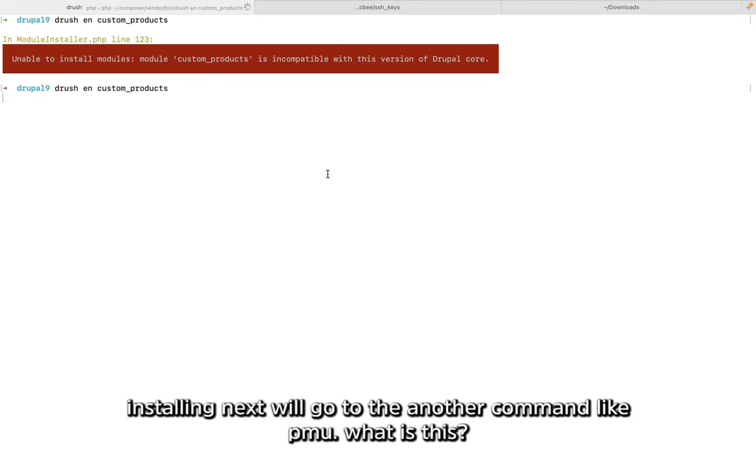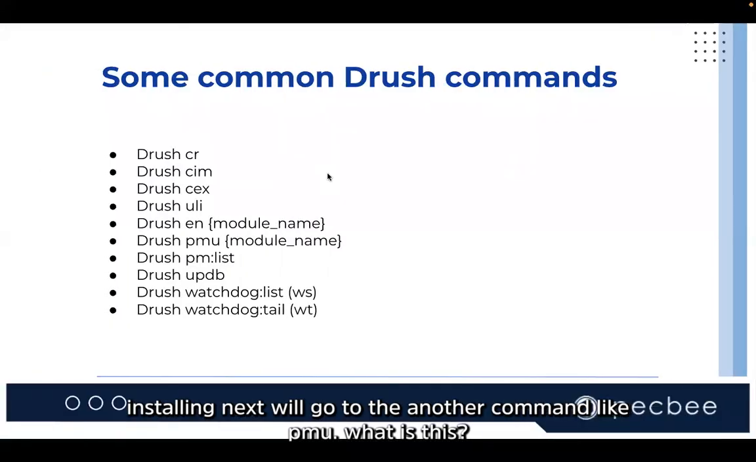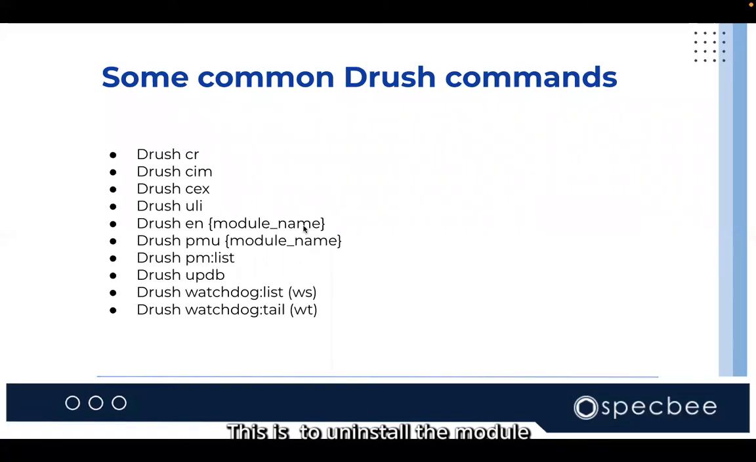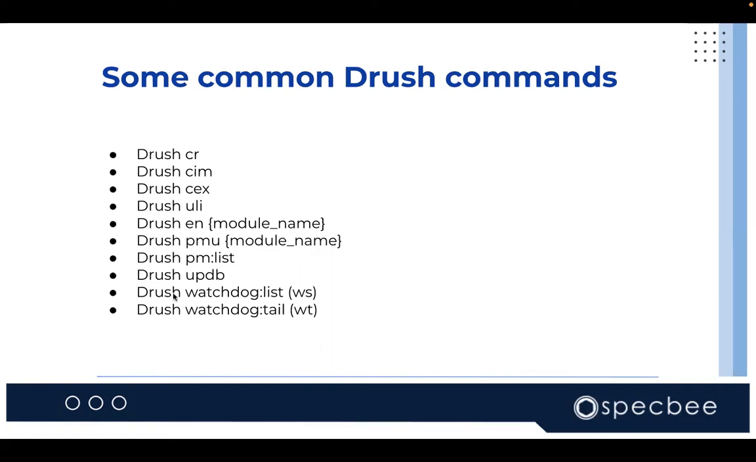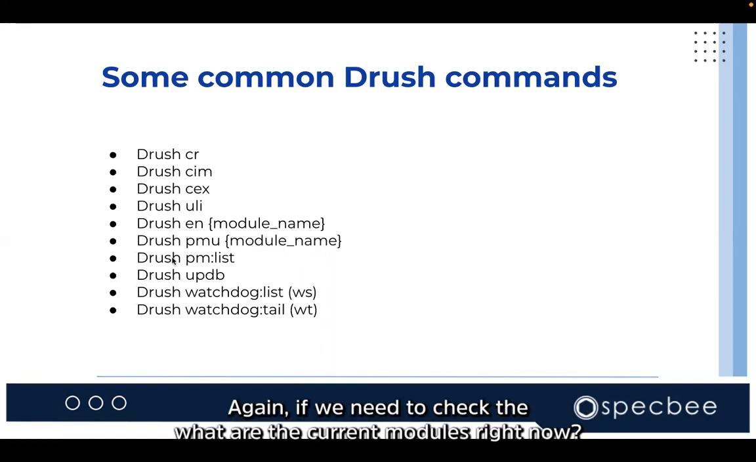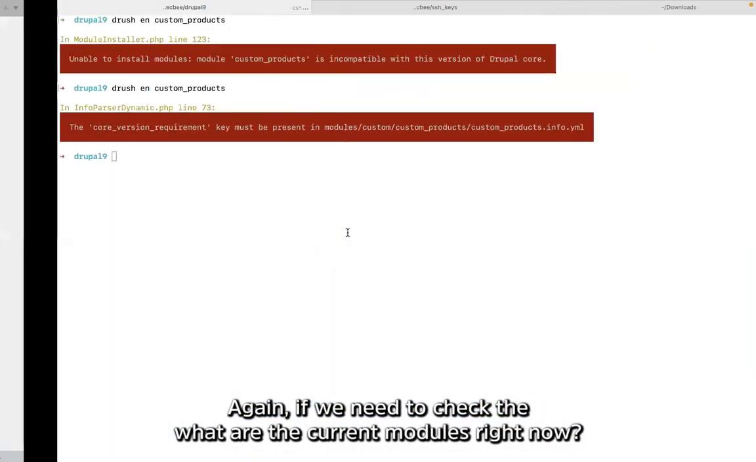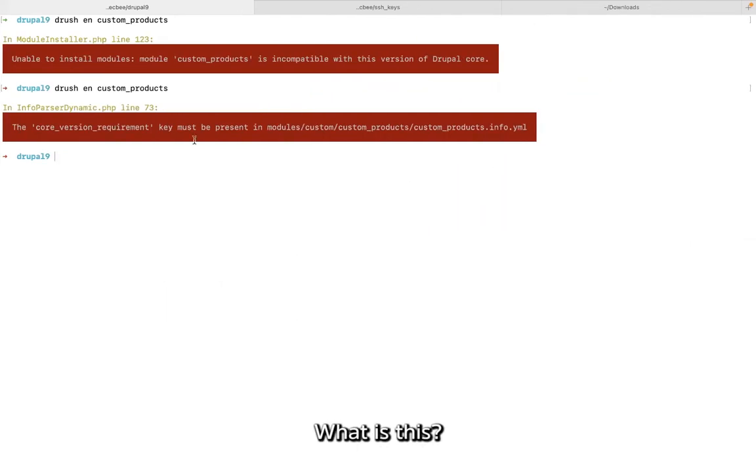So meanwhile it's installing, let's go to other commands. Okay, yeah, PMU. What is this? This is uninstalling the module. If you have installed any module, you can uninstall it as well, using PMU and your module name. Again, if we need to check which modules are currently enabled right now, what is this?